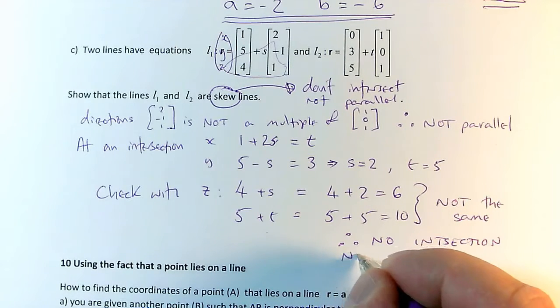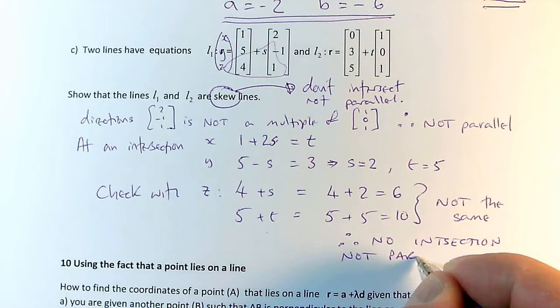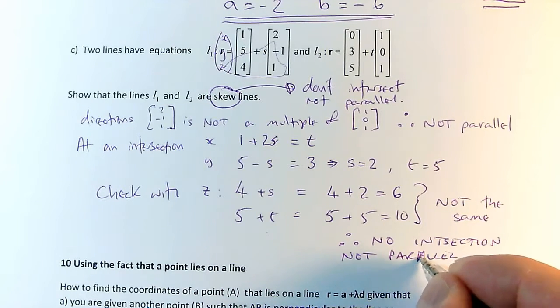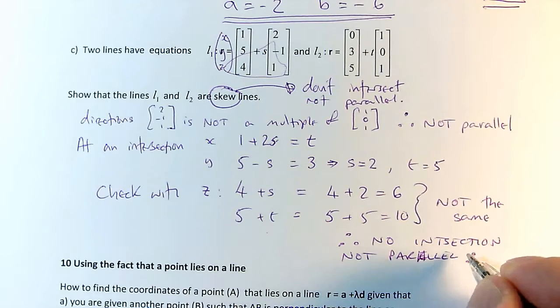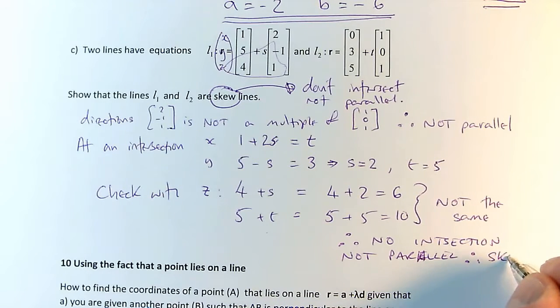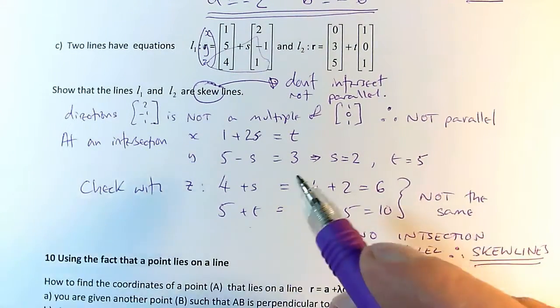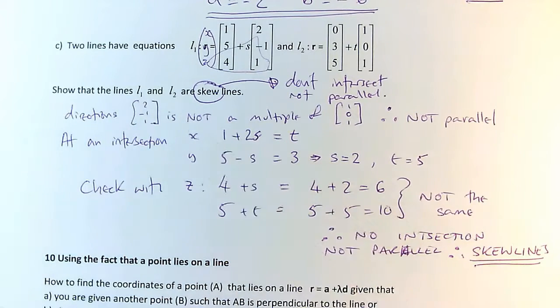And because they are not parallel, which I showed at the beginning, therefore, if they don't intersect and they're not parallel, therefore they are skew lines. And that is my conclusion. Don't forget, in any show that question, you do have to end by drawing the conclusion they told you you had to draw. So that's skew lines.